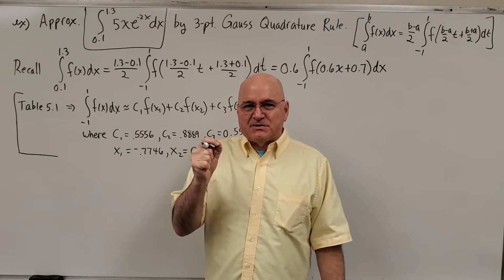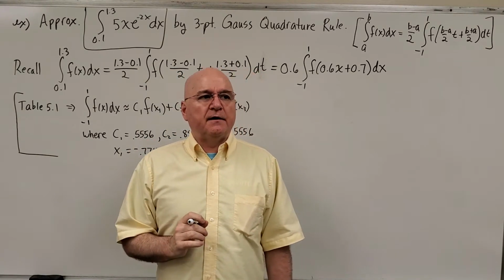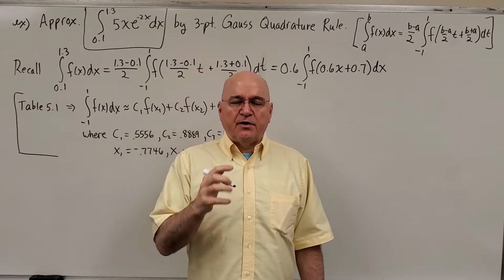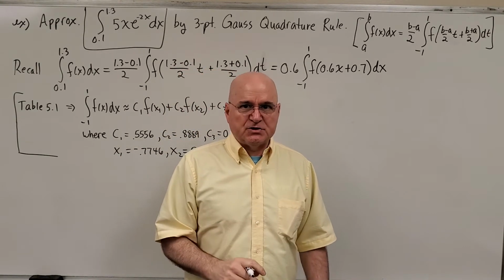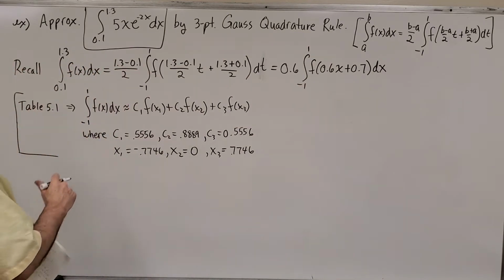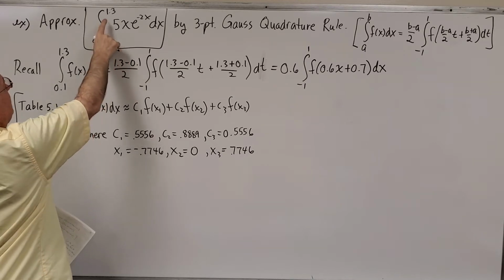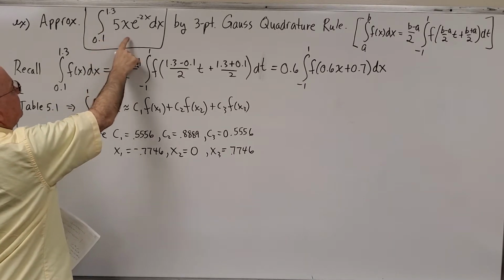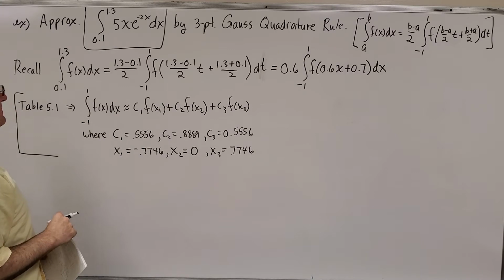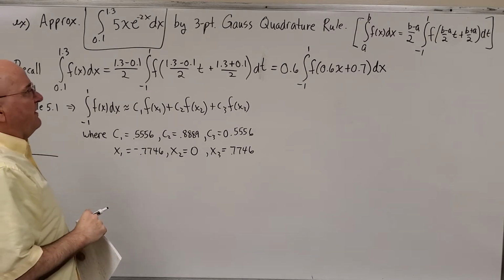Okay, now we're going to finish this section up with one complete example of the Gauss Quadrature three-point rule with a function that we saw a little bit earlier. So we're going to approximate this integral from 1 to 1.3 of 5x e to the negative 2x dx by the three-point Gauss Quadrature Rule.